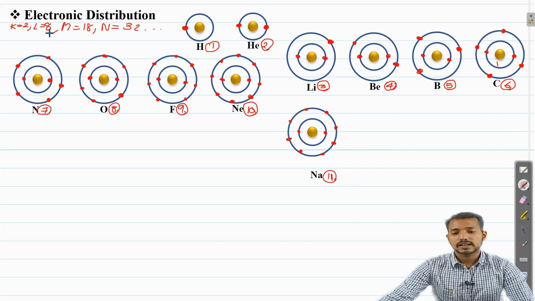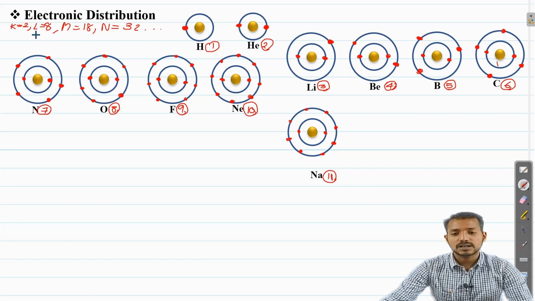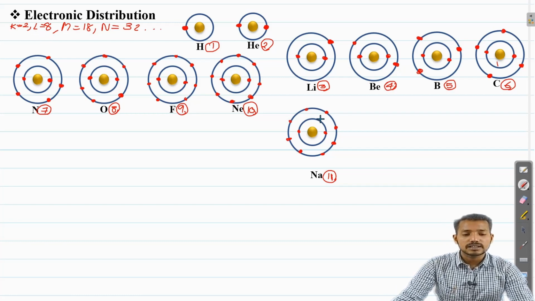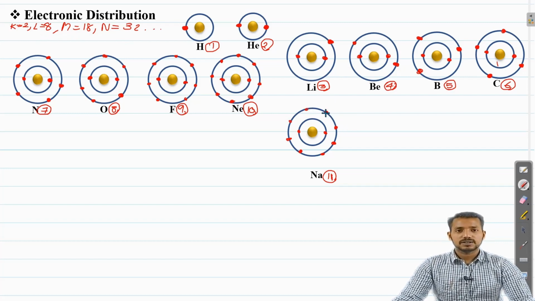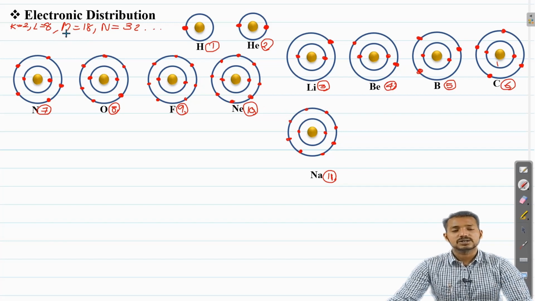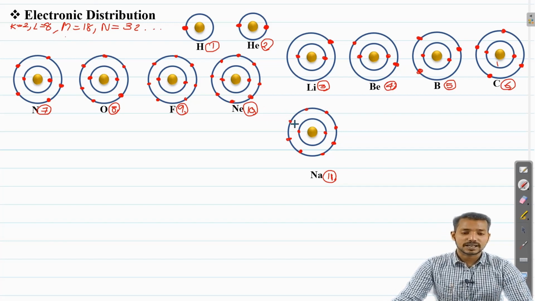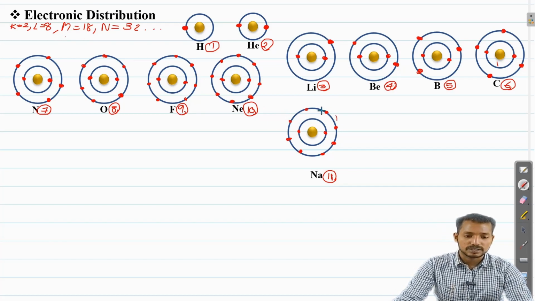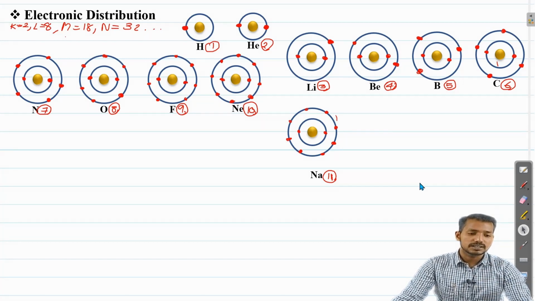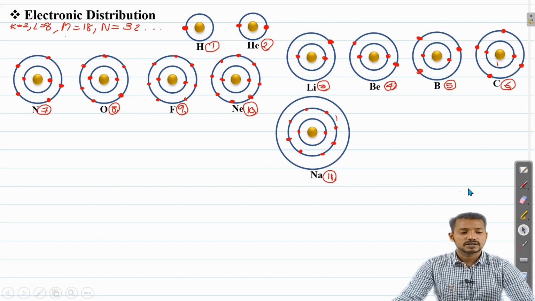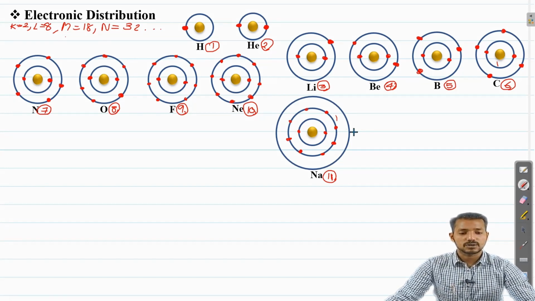Now we know that in the L shell, the maximum number of electrons that is allowed is 8. So we cannot fill the 11th electron in the L shell. So we need to go for the third shell M. Clear? Because the maximum number of electrons allowed in the second shell is 8, because of that reason we are going to the third shell in case of sodium. So the remaining 1 electron will be filled in the third shell, that is in the M shell.